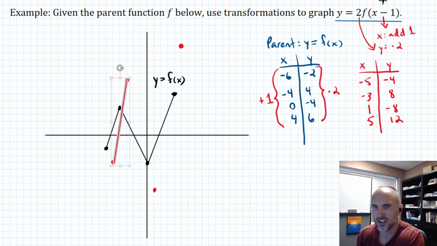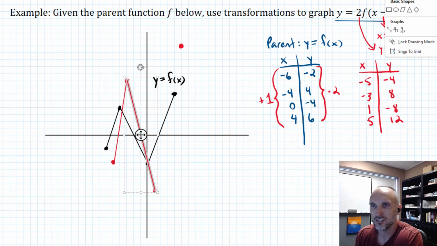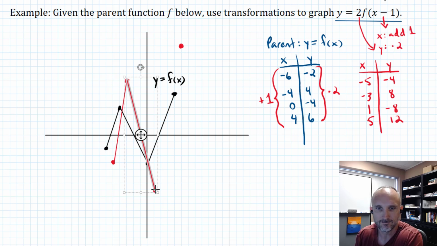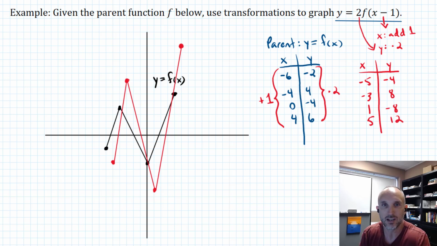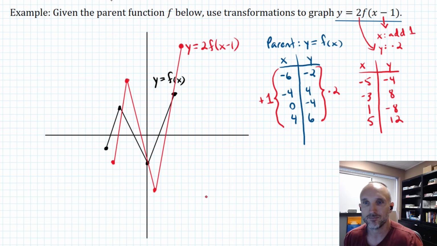Transformations won't ever cause a graph to curve if it didn't curve before. It just stretches it, shifts it, reflects it. And so what we've done is we've taken the original parent graph in black, shifted it right one, and stretched it vertically away from the x-axis. So this red graph is our transformed function, y equals 2 times f of x minus 1. And that's our final graph.